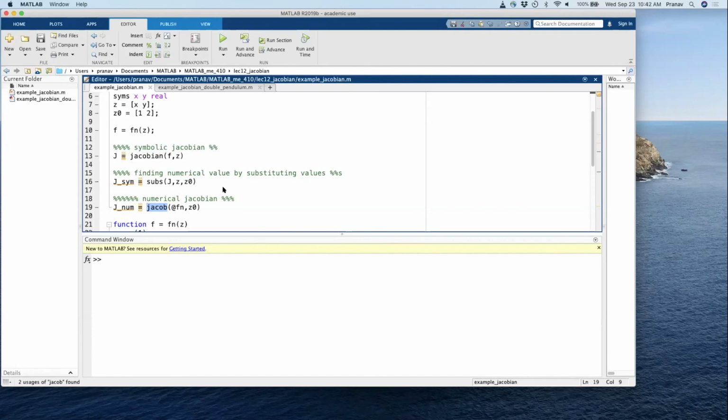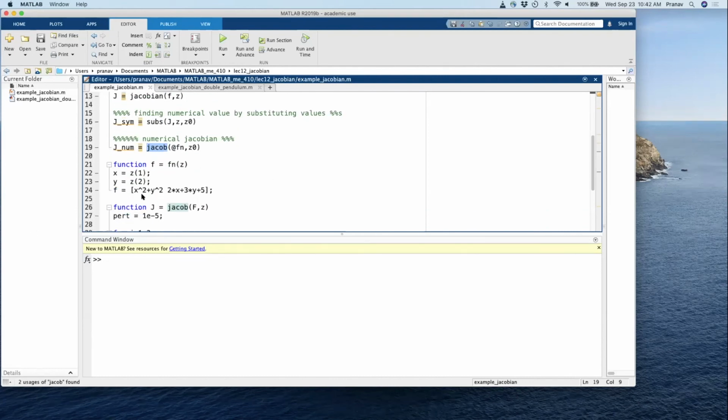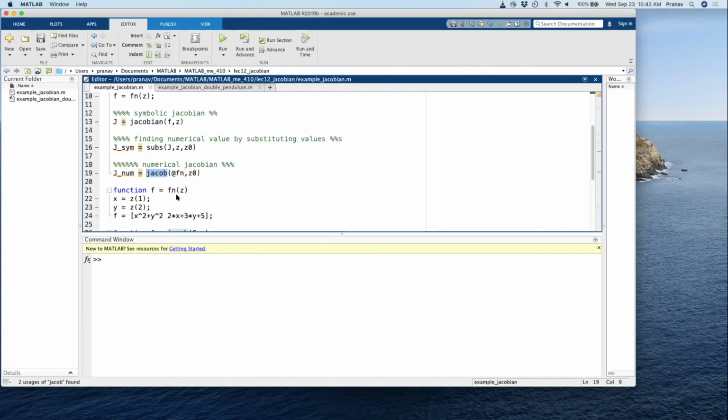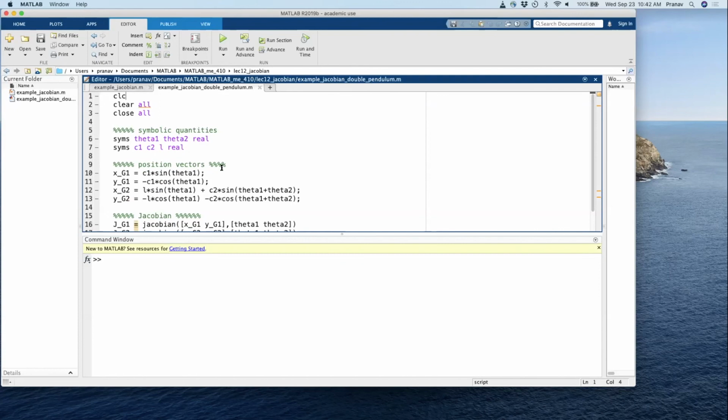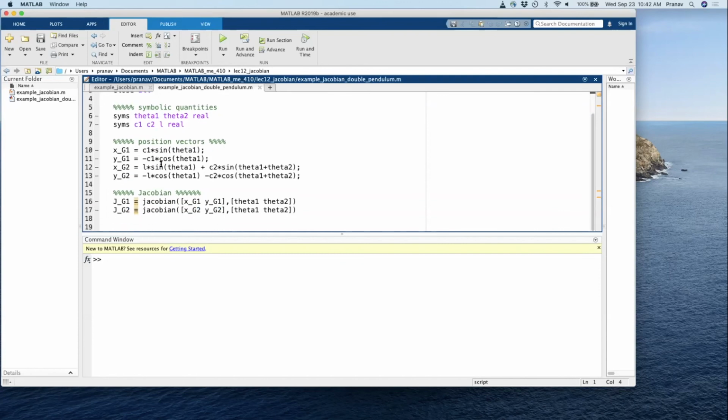Okay, so I'm going to provide you with two codes. One of them does the simple problem I talked about, which was finding the Jacobian for a simple expression. I do this using the Jacobian, then find the numerical value at a specific point, 1, 2. And then I also show you how to do it using central difference, which I talked about in the class on differentiation. And then I also have this other file, which shows how to find the Jacobian of points G1 and G2 for the double pendulum.